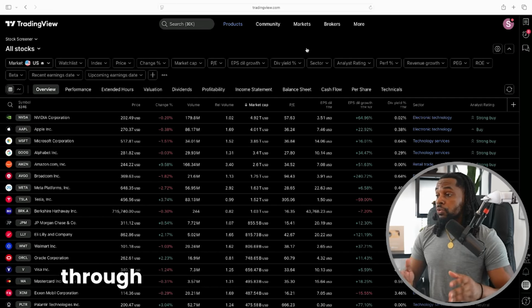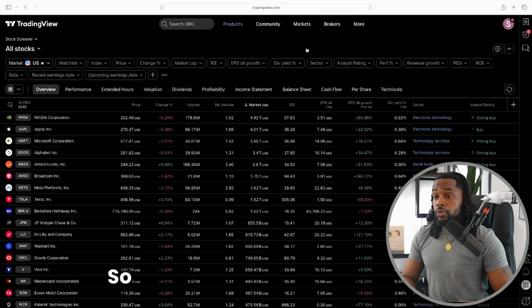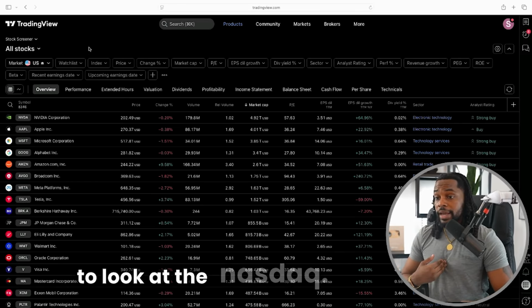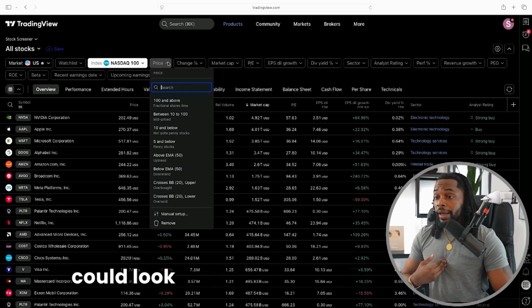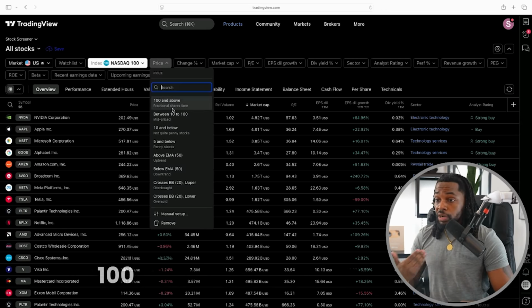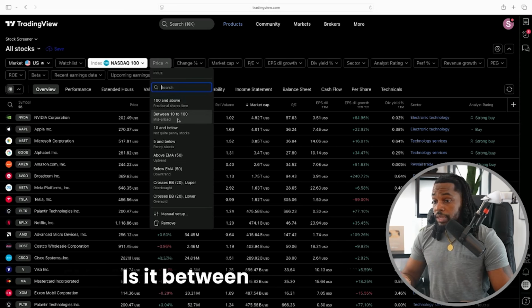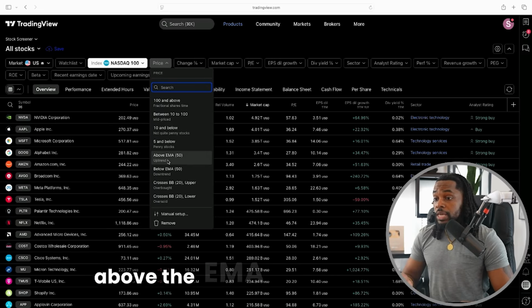Now we can filter through exactly what we want to look for. So you can pick the index that you want to look at. For me personally, I like to look at the NASDAQ most of the time. You could look at the price, like is the price 100 and above? Is it between 10 and 100, 10 and below, 5 and below, above the EMA 50?